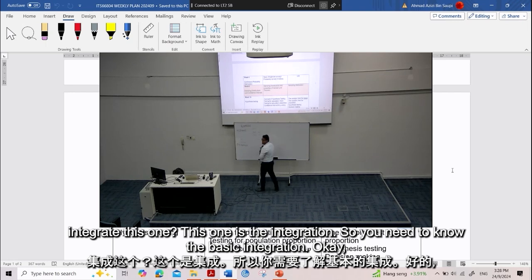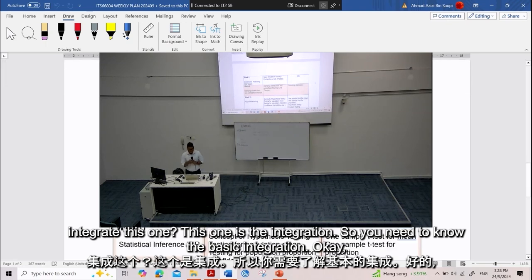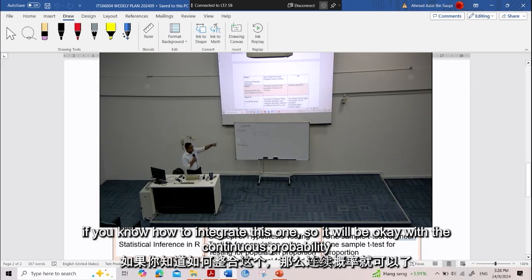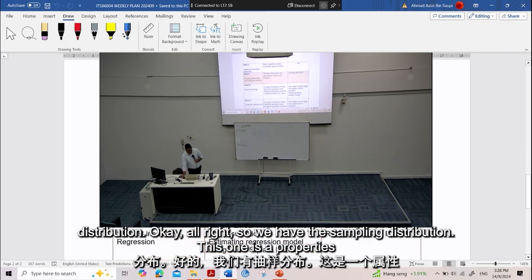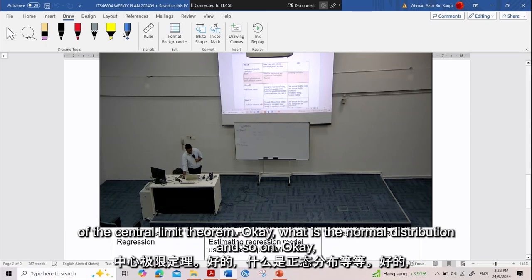This one is the integration. So you need to know the basic integration. If you know how to integrate this one, it will be okay with the continuous probability distribution. All right, so we have the sampling distribution. This one is the properties of the central limit theorem. What is the normal distribution and so on.